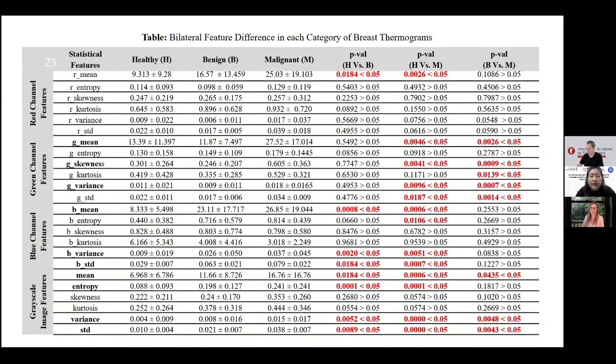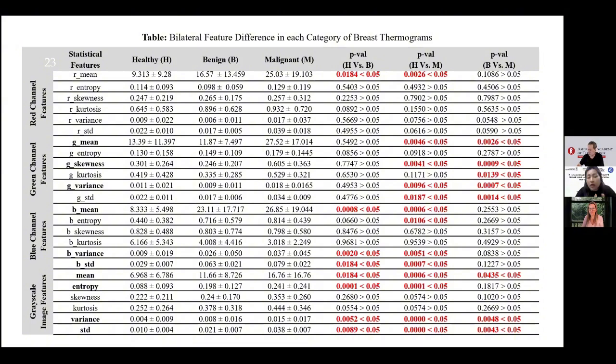But in the difference between the left and the right breast, the mean value is 25. So this change in the intensity scale also gives us some idea that there is some abnormality in the breast thermogram. So that means this helps us to quantify the difference between the left and the right features.